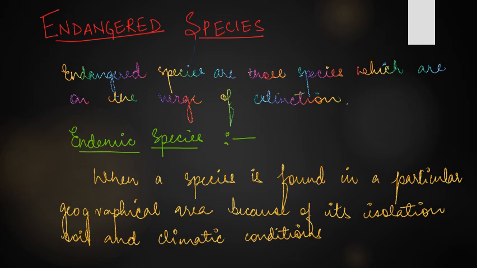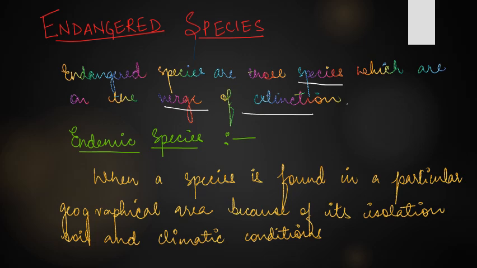Welcome to the class. Today we will see endangered species, right? Endangered species are those species which are on the verge of extinction. That means they are having a very limited number of members in their family, or you can say they are present in very few numbers.